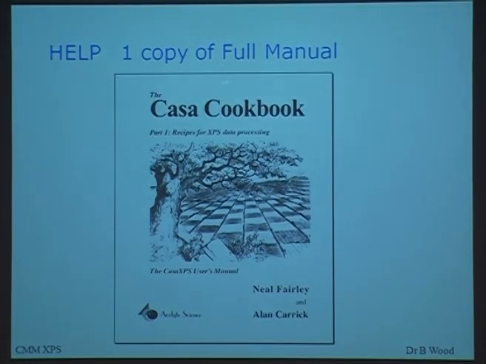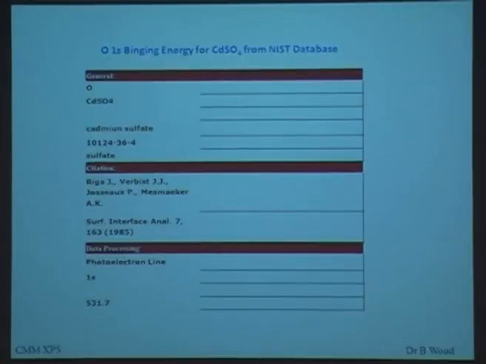I've also got another book called a CASA cookbook. It's about this thick, and it goes into all sorts of other uses of this software for presentation, you name it. We will need this. You've also got a copy of this. This is from the National Institute of Standards in the US database. It's a nice XPS database. It's free and you can get some idea of binding energies. Here I'm looking at the oxygen 1s from cadmium sulfate, because we will need that when we do a bit of this fitting here.